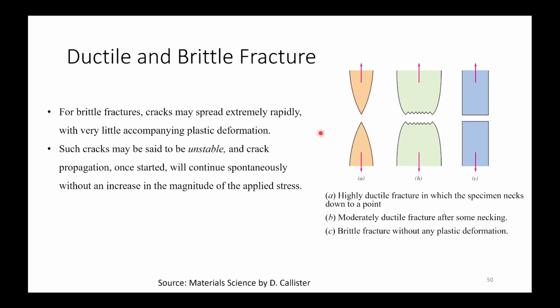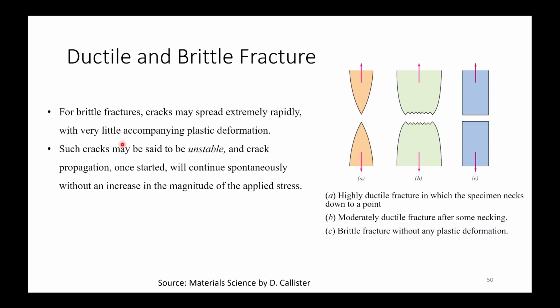Now, various types of fractures. So this one is your highly ductile type of fracture, where the specimen necks down to almost a point. This is your moderately ductile fracture, after some necking, and there is a brittle part as well. In this case, this is a completely brittle type of fracture without any plastic deformation.